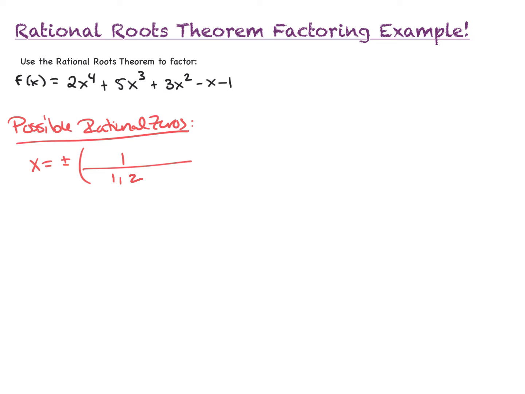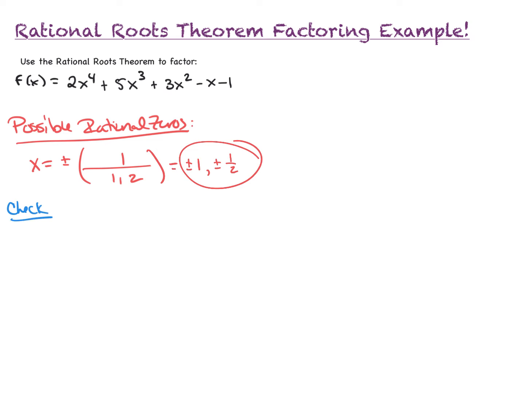I made my fraction way too big, so let's shorten this just a little bit. There we go. So what this means is we could have positive or negative 1 and positive or negative 1 over 2 as our possible rational zeros. So this is the list that I'm going to draw from when I'm checking to see which work. Okay, so let's move to the checking part.